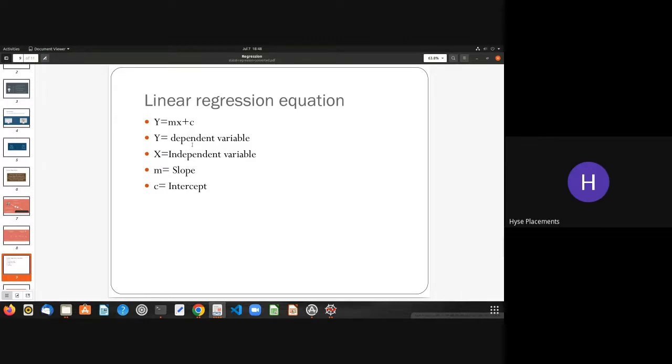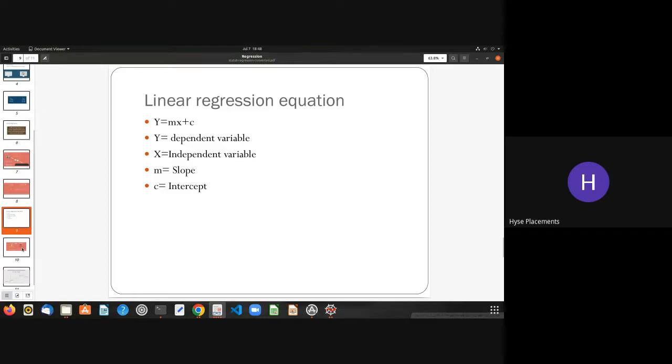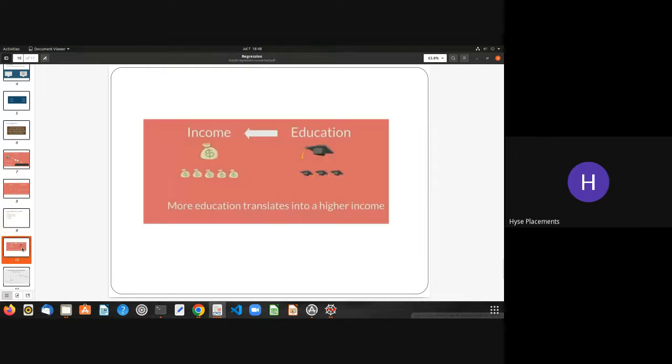So y is equal to the dependent variable, and x is equal to the independent variable, right? M is the slope and c is the intercept. As we already know, we have already learned these things in linear algebra. So m is the slope and c is the intercept. That's a constant kind of.